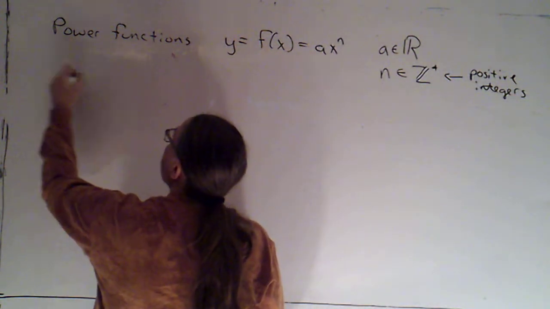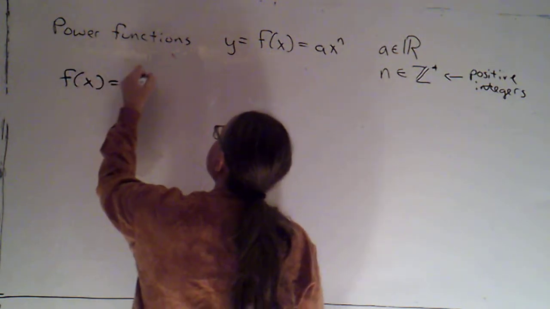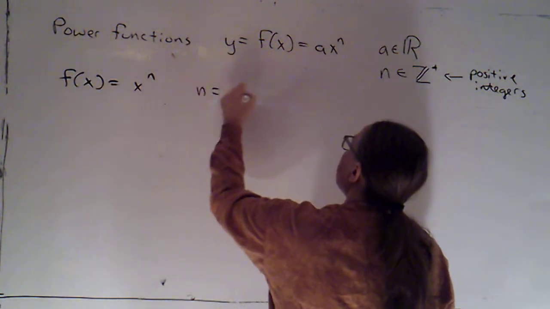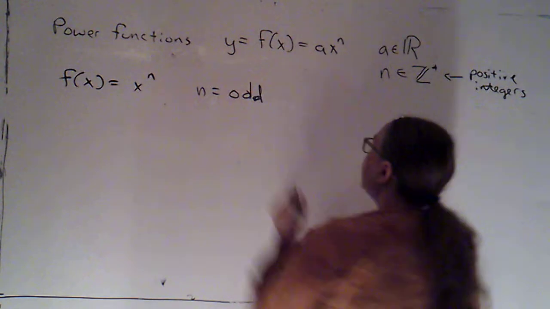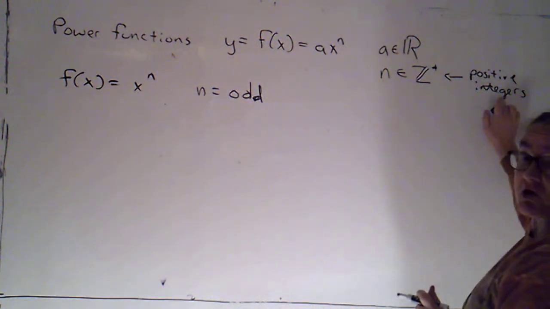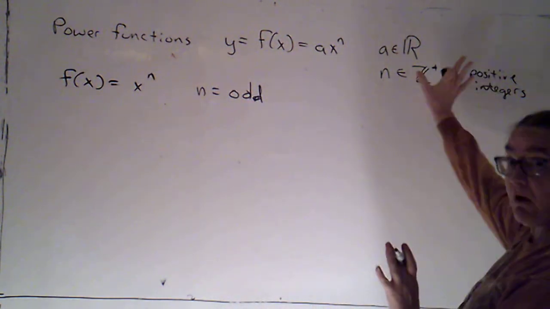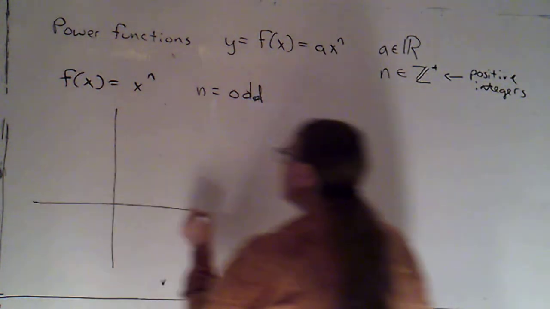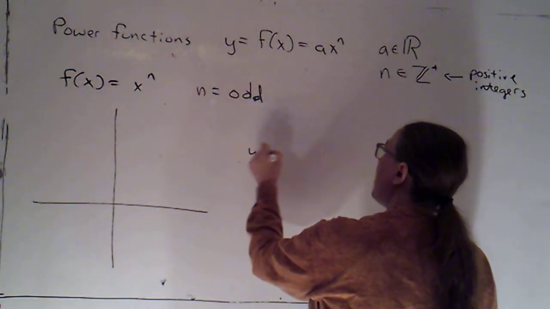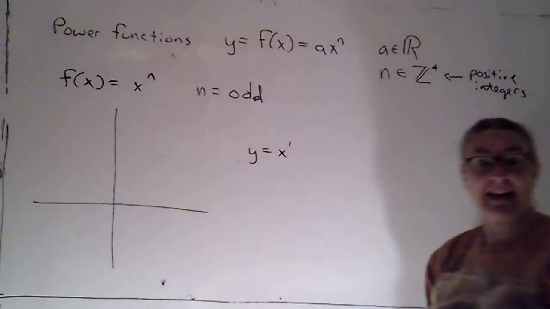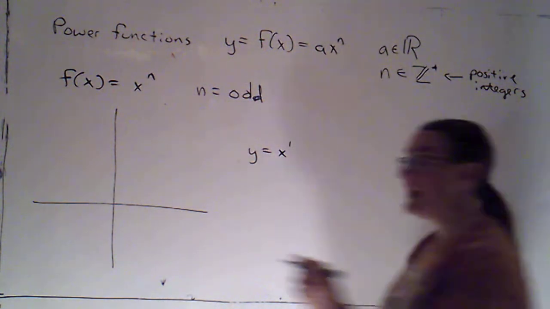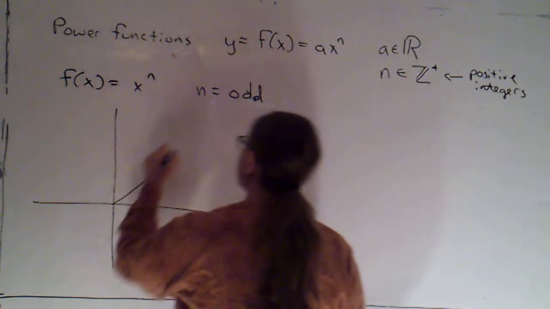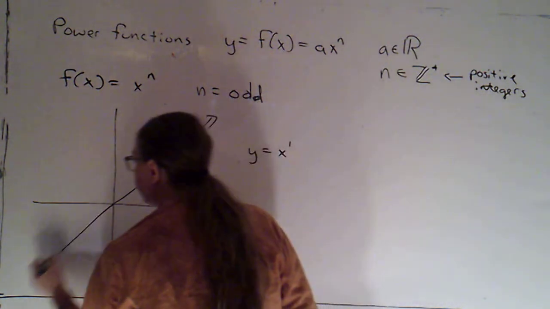So we're going to look at f of x equals x to the n. n is going to be an odd, but still positive integer. Okay, so we're still talking about power functions with positive integer exponents. Okay. So the first one that I have is just y equals x to the first. That actually counts as a power function, and that's just a line of slope 1 through the origin.